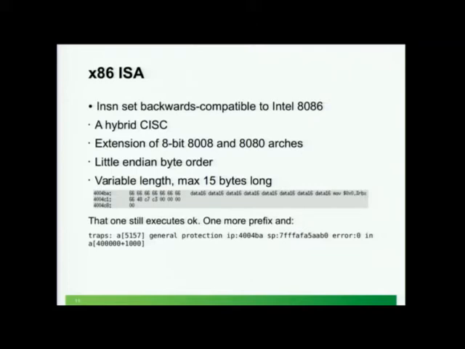Why do they do it? Because in hardware design, you want to be as optimal as possible. So if it makes sense to do some of the instructions CISC, you do CISC, and otherwise you do RISC. The ISA was the extension of the first instruction set architectures of 8008 and 8080.